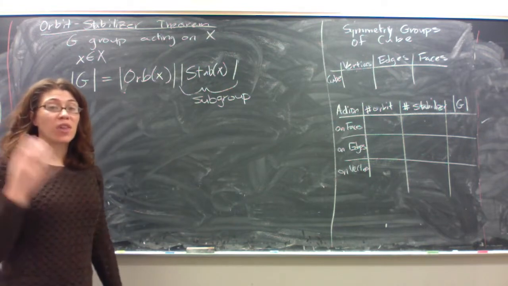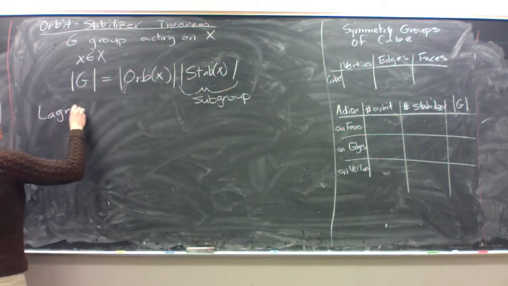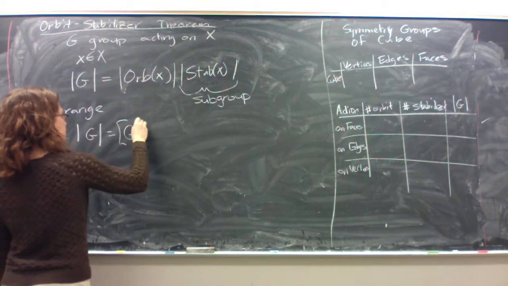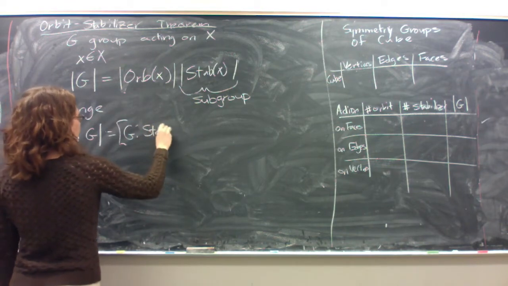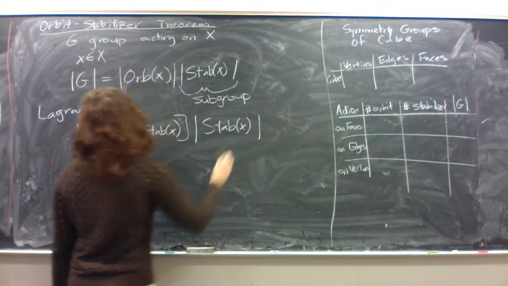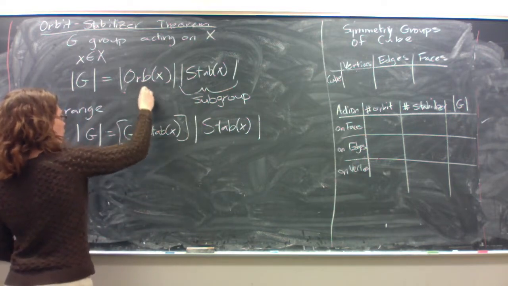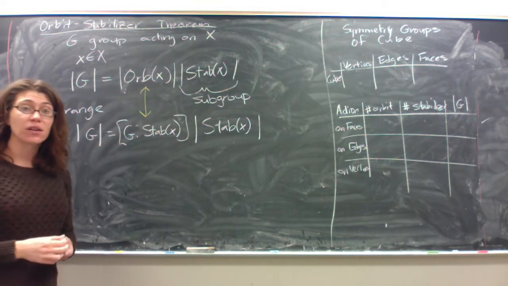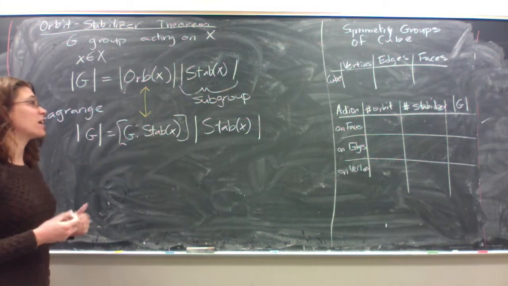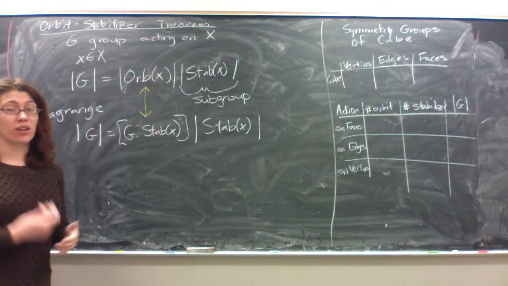Which means if we apply Lagrange's theorem to the stabilizer of X specifically, we have that the order of G is equal to the index of the stabilizer of X in G times the order of the stabilizer of X. And so, if we can show that these two things have the same number of elements, if there's a bijection between the orbit of X and the index of the stabilizer of X in G, then we have proven the Orbit-Stabilizer theorem using Lagrange's theorem.